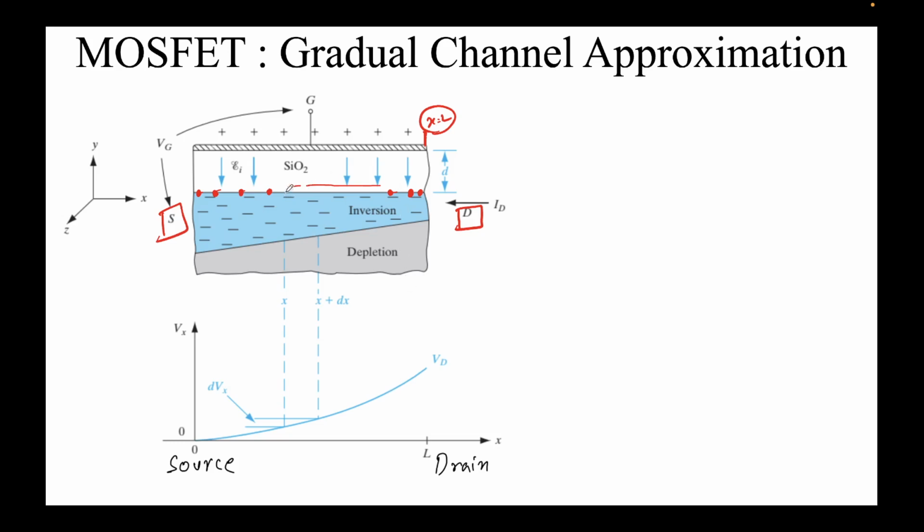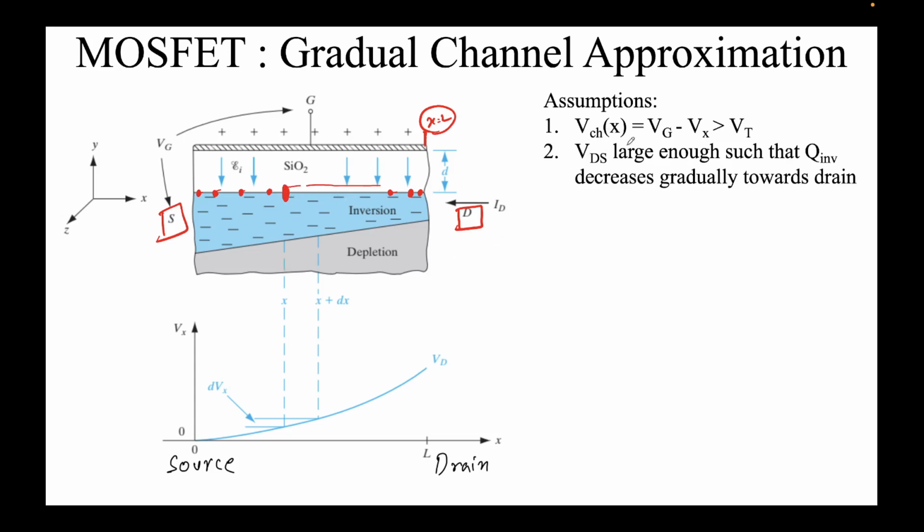Now at any random point over here, I'm making some assumptions. We call the potential of this channel, in the x direction, V channel, which is Vg minus Vx, because the potential here that we have is Vx. In the previous case we did not state it explicitly, because this Vx was more or less flat. Remember that Vd we chose as 0.1; here Vd is higher, which says that Vds is large enough that Q inversion decreases gradually towards the drain.